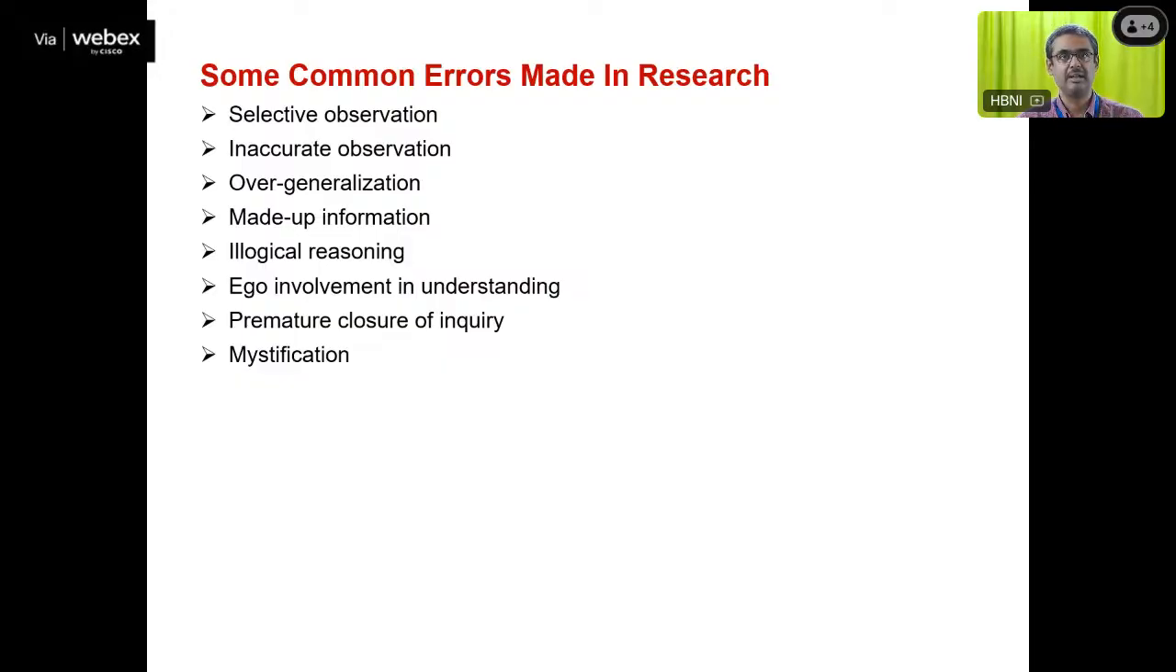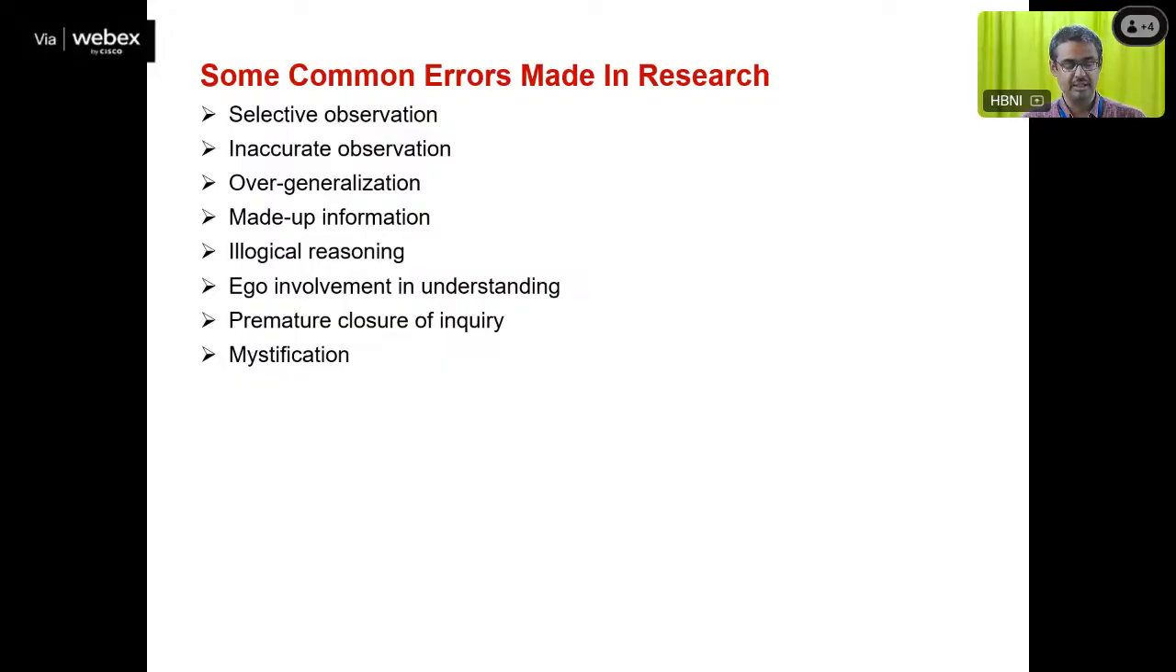Made up information, which we generally avoid. Illogical reasoning, that is also important; we should avoid such things. Ego involvement in understanding. Sometimes some people say, no, I am right. But once the flexibility is less, the researcher tends to fight: my viewpoint is only right, the other viewpoints are wrong. Let us be flexible and try to listen to other viewpoints. If they may not agree, it's okay. So ego is one thing to watch out for.